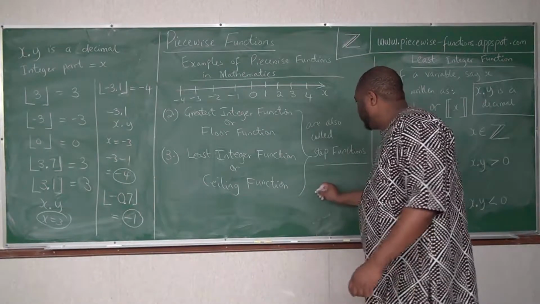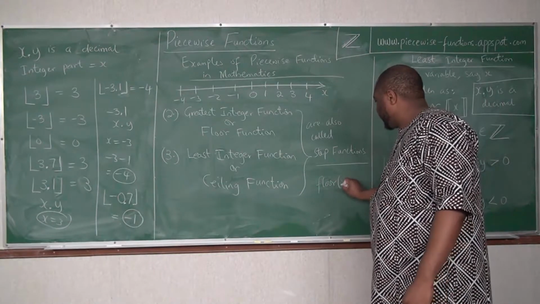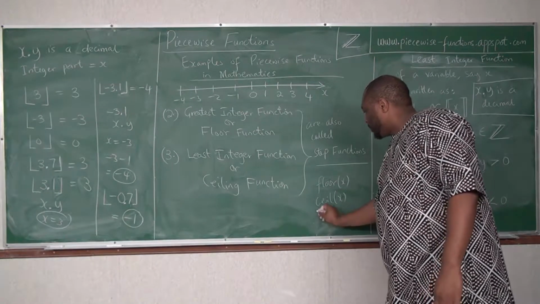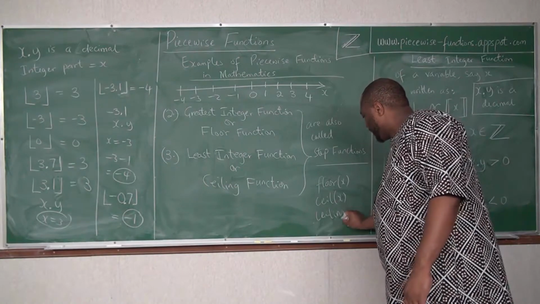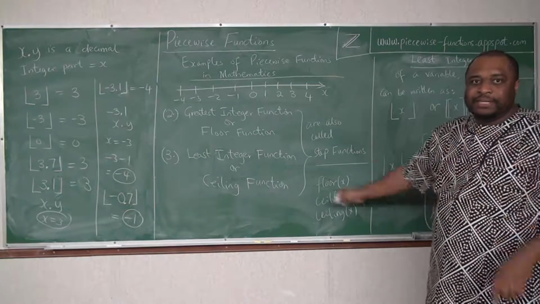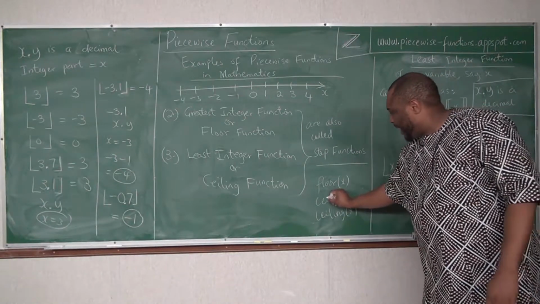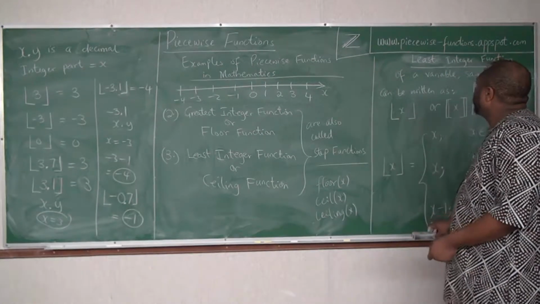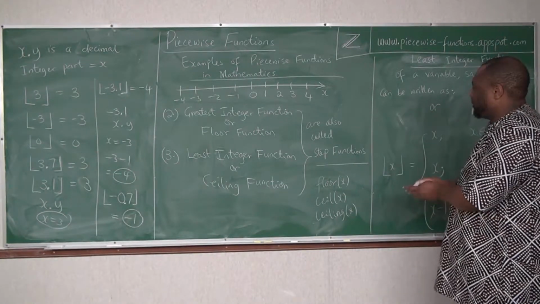Now, in computer programming, for the greatest integer function, you can have it as floor x. And for the least integer function, some will have it as ceil x, or some might say ceiling x. So anytime you see this, it talks about greatest integer for the flooring, and ceil, C-E-I-L, or ceiling is the least integer. So we denote it as this.